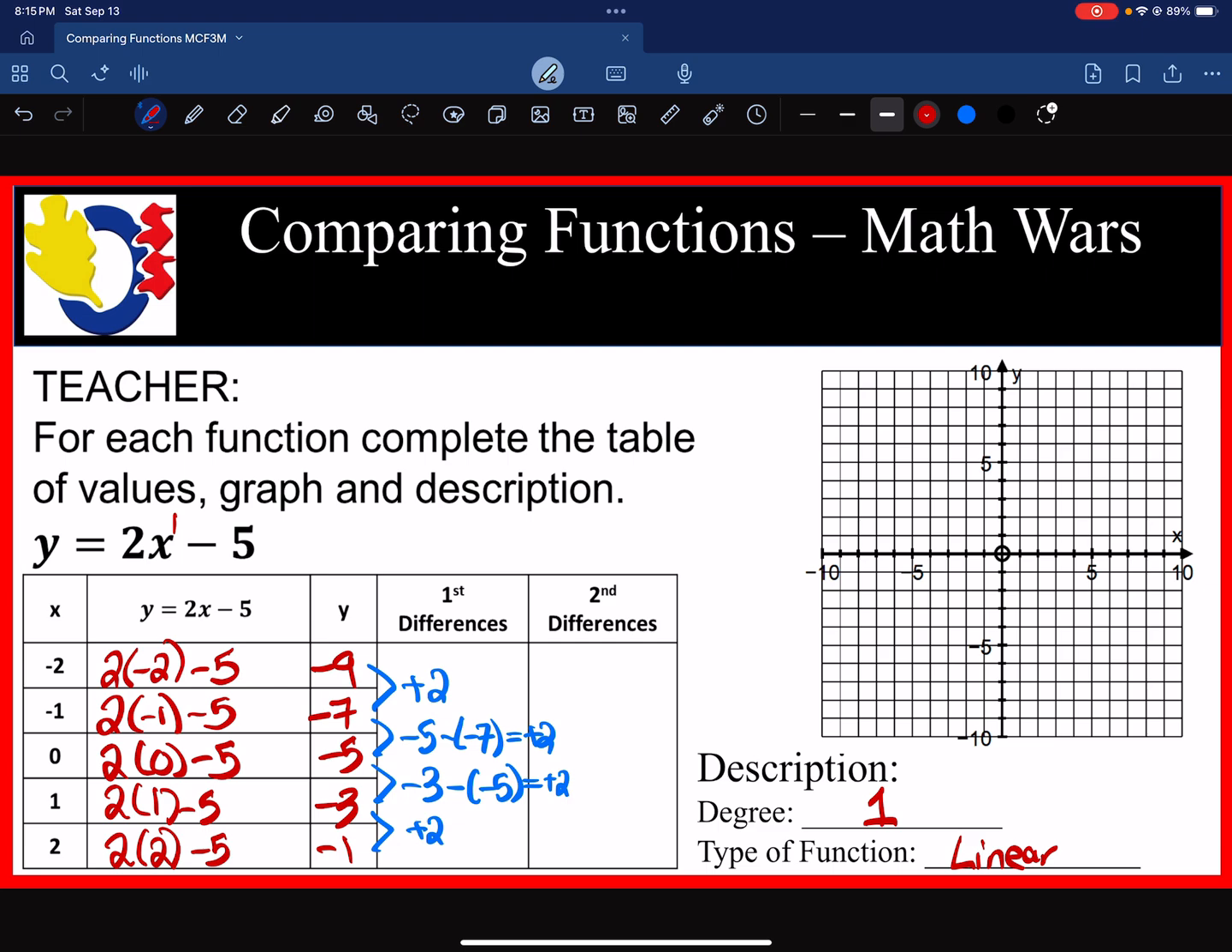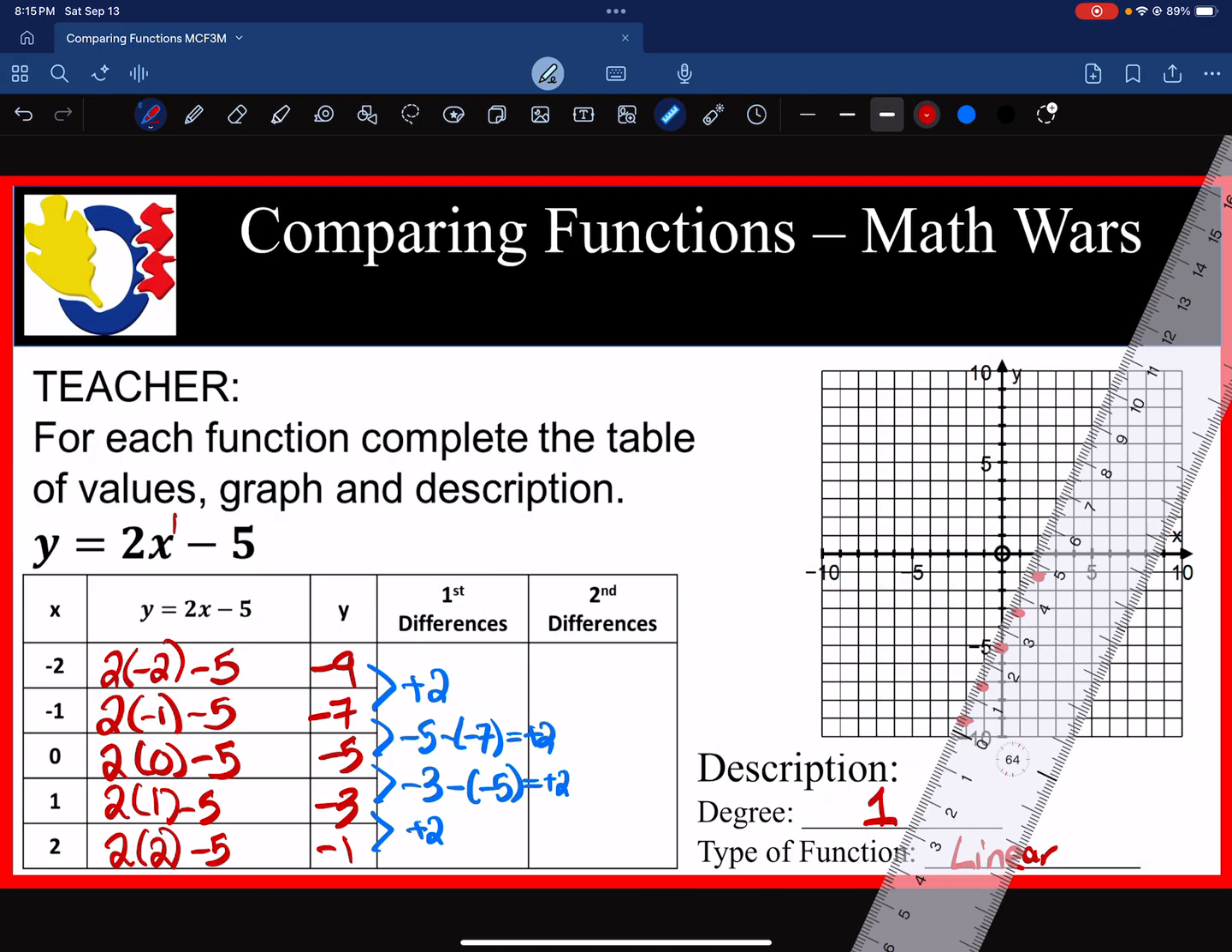And then finally, we are going to plot each point. So negative 2, negative 9 is a point. So negative 2, negative 9, we're going to put a dot there. Negative 1, negative 7. 0, negative 5. 1, negative 3. 2, negative 1. And then I'm going to grab my ruler.